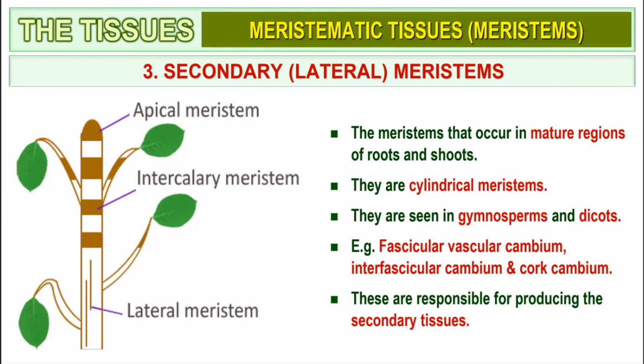They are cylindrical meristems. They are seen in gymnosperms and dicots. Examples: fascicular vascular cambium, interfascicular cambium and cork cambium. These are responsible for producing the secondary tissue. So what you'll write, just write the location.